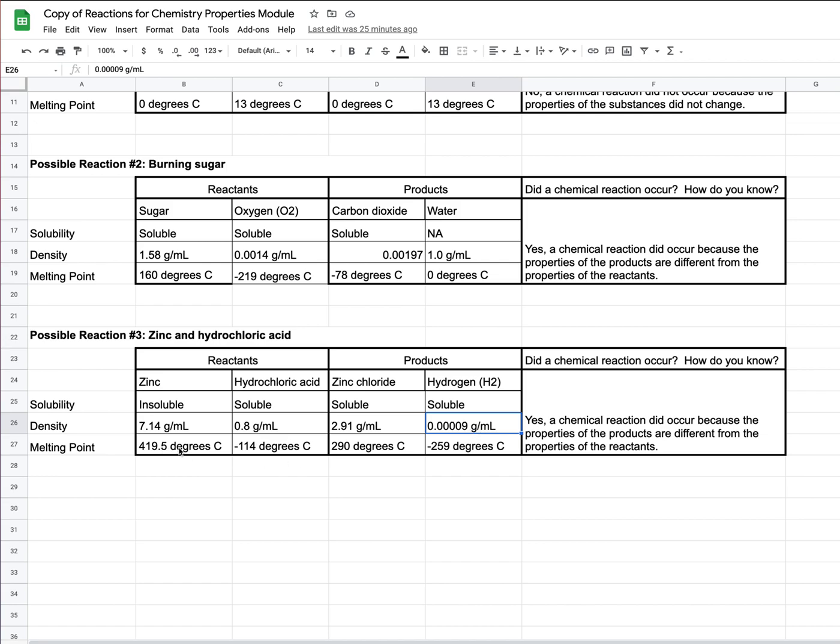Melting point, we've got positive, negative, positive, negative. That's an interesting pattern. We go from a really high melting point to a kind of high melting point. And we go from a negative melting point to a really super low melting point.